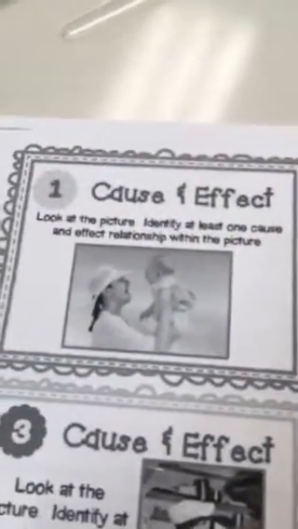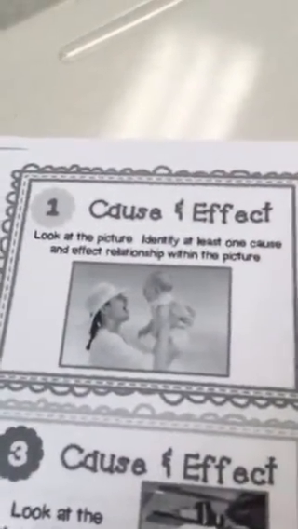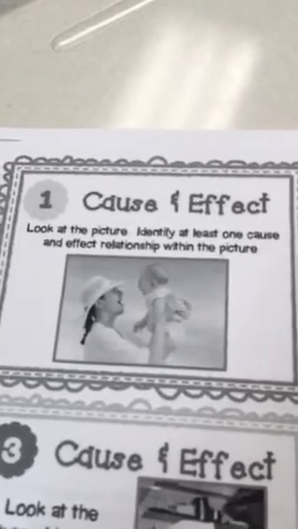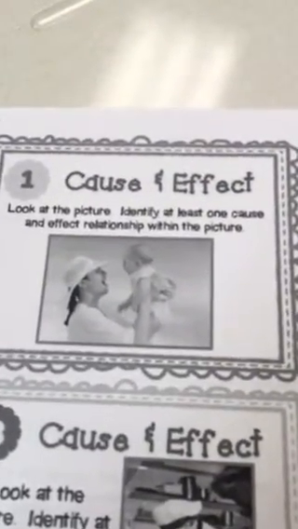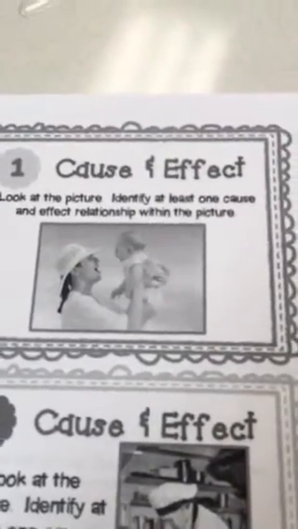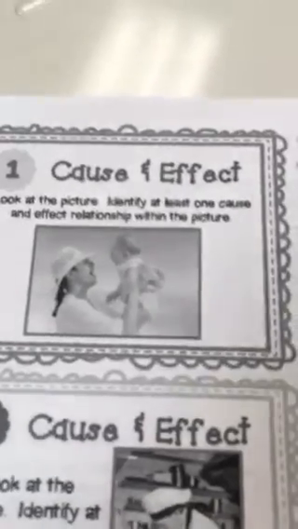Let's look at a few examples. So we see this picture. Look at the picture and we're going to identify at least one cause and effect relationship within the picture. So what happened? The mom was picking up the baby. Why did that happen? Because maybe the baby was unhappy and she was trying to make her laugh.